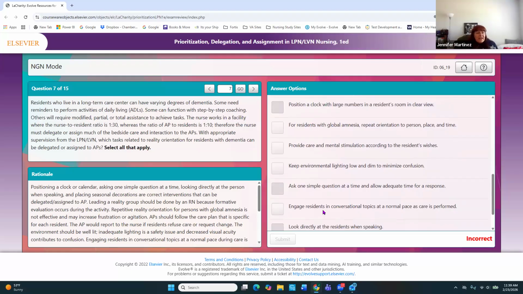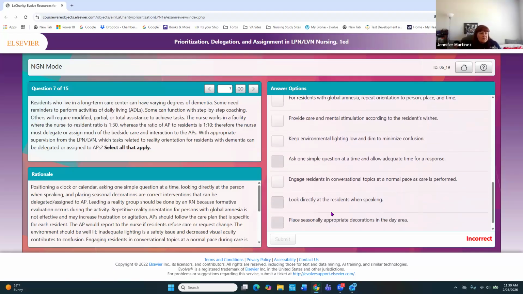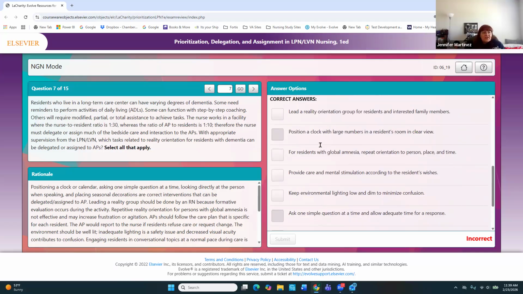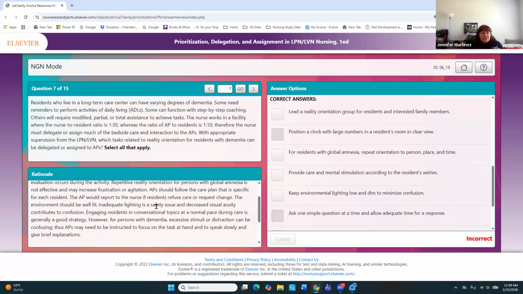So positioning a clock, where's the clock? There it is. All right. So positioning a clock or calendar, asking one simple question at a time, looking directly at the person when speaking, and placing seasonal decorations are correct interventions that can be delegated or assigned to the AP. So we can't do, right? So leading a reality group should be done by an RN because formative evaluation occurs during the activity. Repetitive reality orientation for persons with global amnesia is not effective and may increase frustration or agitation.